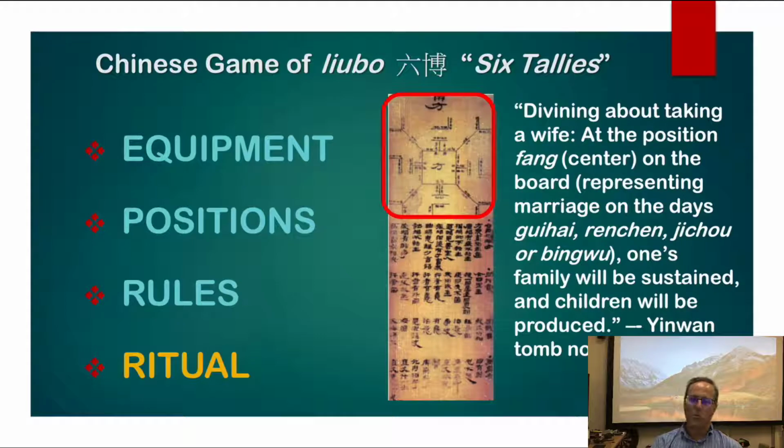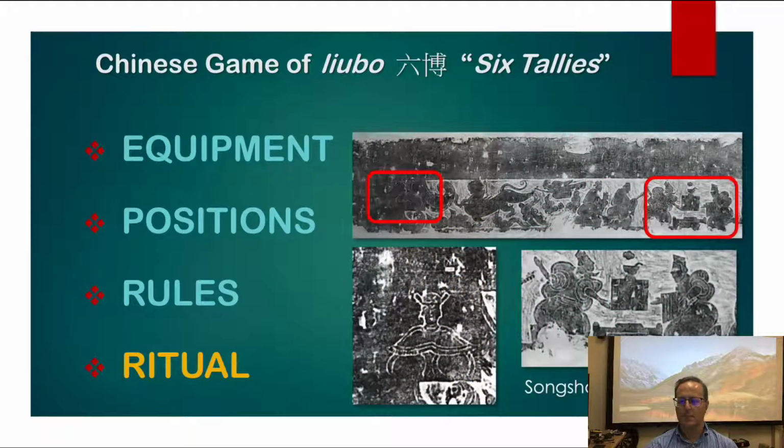Now, these kinds of boards were also used in divination, and here we see a board from the site of Yinwan where you can divine about marriage and whether your marriage will be successful or not. You travel along the similar Liubo board, and where you end up depends on probably a throw of the dice, and this determines your fate in marriage. And here we see once again the Queen Mother of the West, and near her are 2 men playing Liubo.